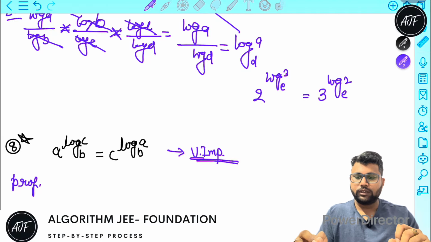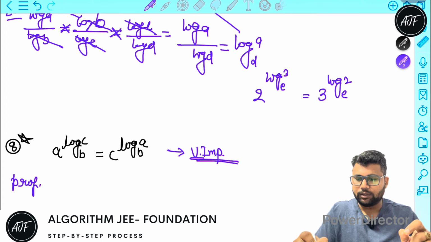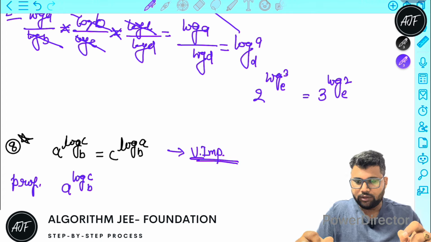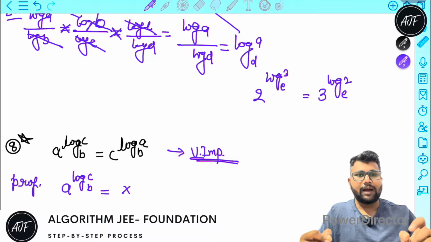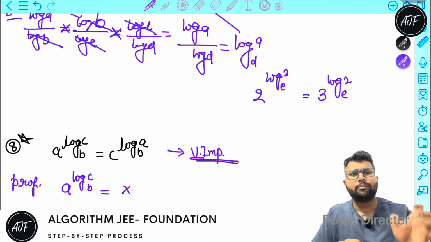So now after that you see that the proof of this property is very easy. Suppose a power log c with base b, if you assume that it is x, okay, after that take the log on both sides and use the base b.